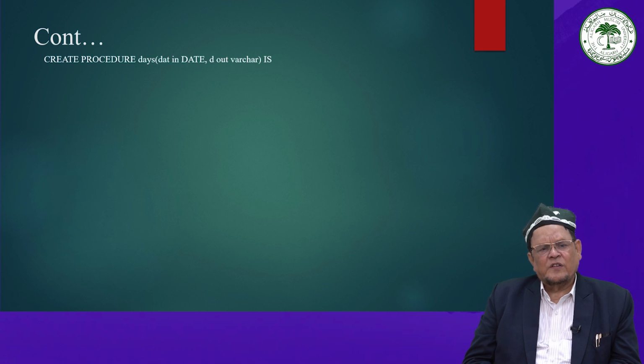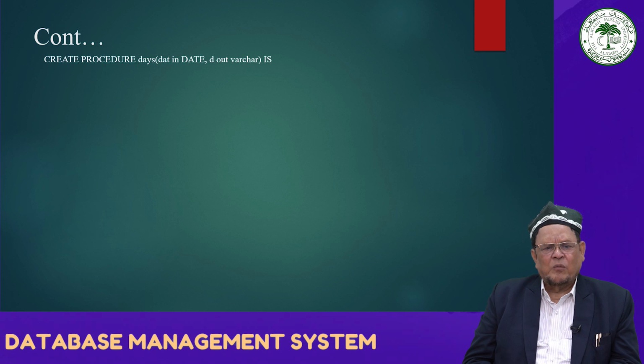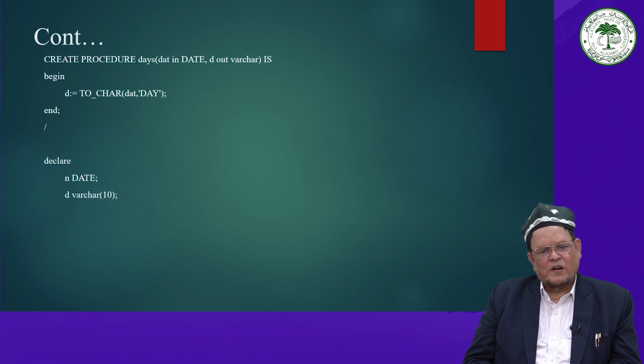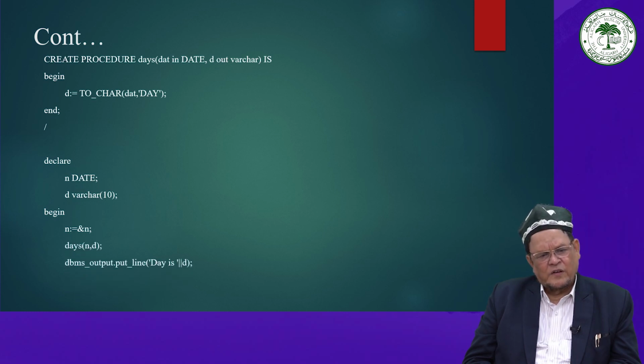Then create procedure day. In date comma d out varchar, then you have to write begin. d is equal to to_char date, within quote you have to write day, then it will convert the day. Then you have to declare end date d varchar 10, then begin. n is equal to, we can store the value of n, days n comma d, dbms output is equal to day is concatenated d, end.